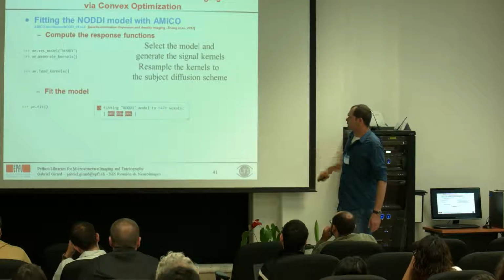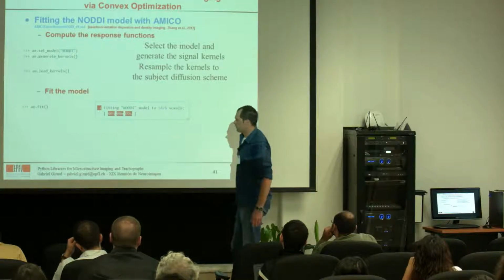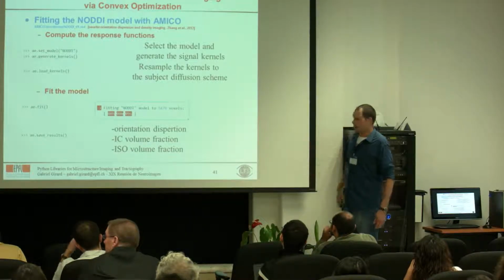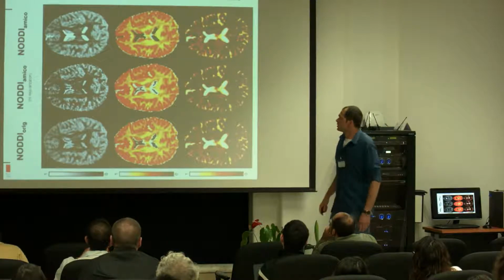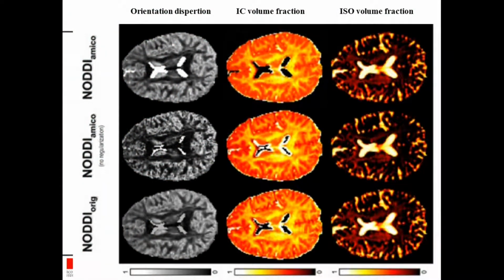We load the kernel for the subject diffusion scheme, and then we fit the model to, in this case, 5,000 voxels in a few seconds. And this gave us a set of images that we can look at afterward. Again, this is the original NODI from the paper. There are three metrics: the isotropic volume fraction, the intracellular volume fraction, and the orientation dispersion, which are estimated with this model. You can see, for instance, here that the NODI Amico is very similar to the regular one when you don't apply regularization. But if you do apply regularization in the fitting, the maps look even smoother than the original NODI model.